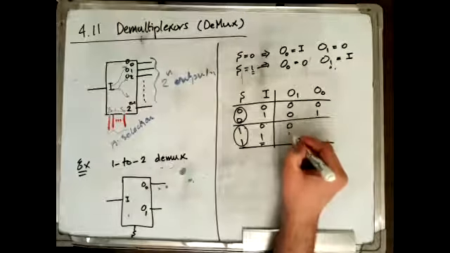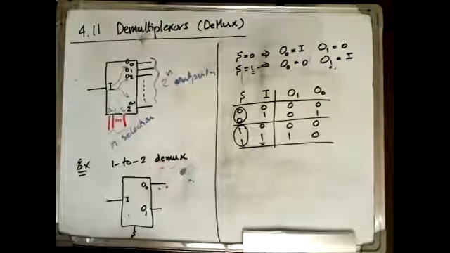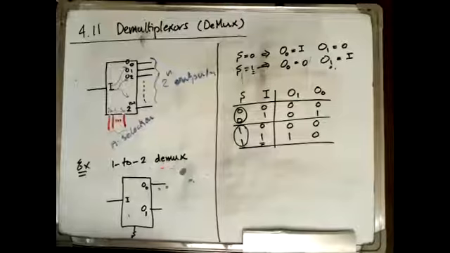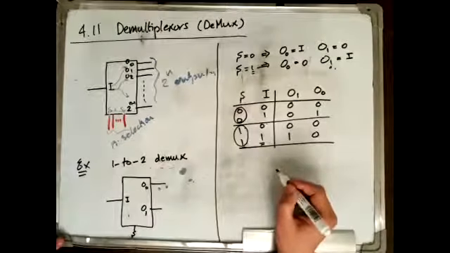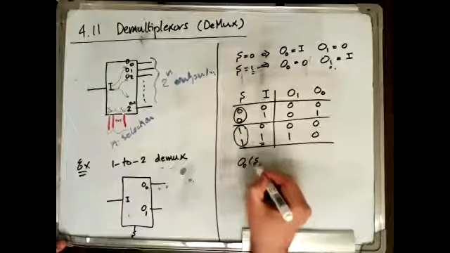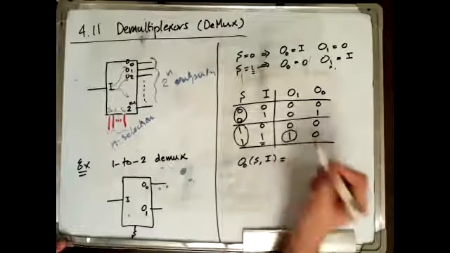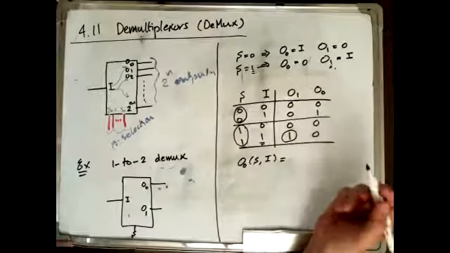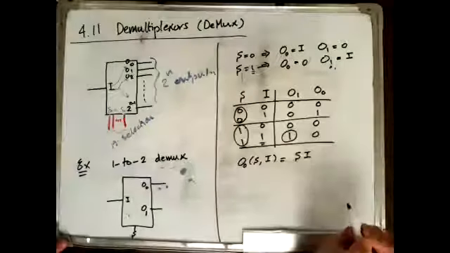So it will be 0, 1, while this will be 0, 0. So simply, this is the truth table of the 1 to 2 Dmux. What is output 1 as a function of S and I? There is only one minterm, so there is no need to simplify. What is this? It is S and I. It is minterm 3.